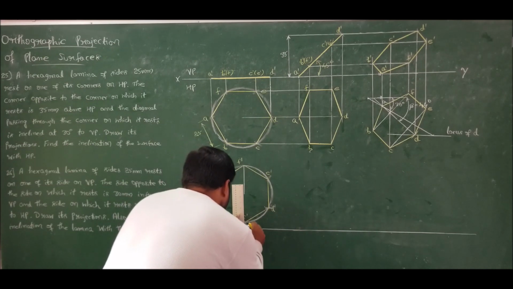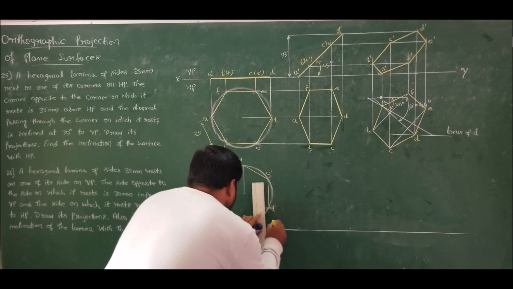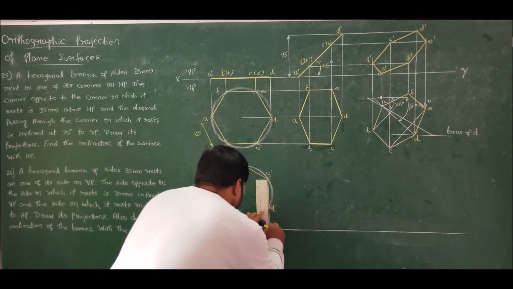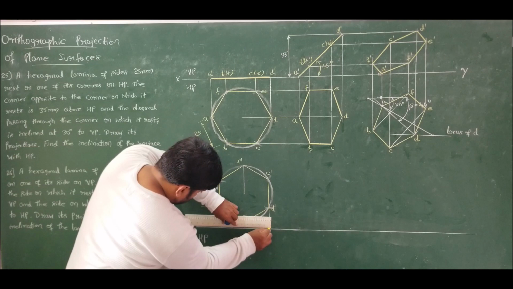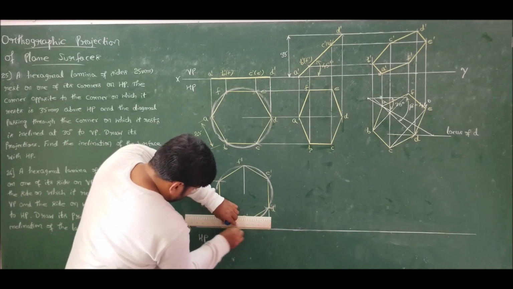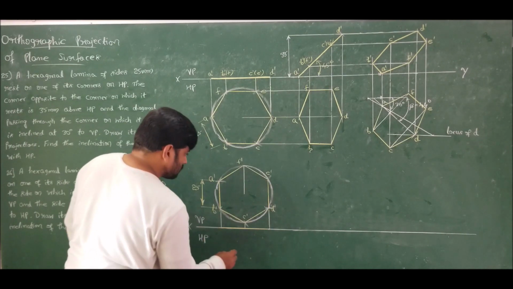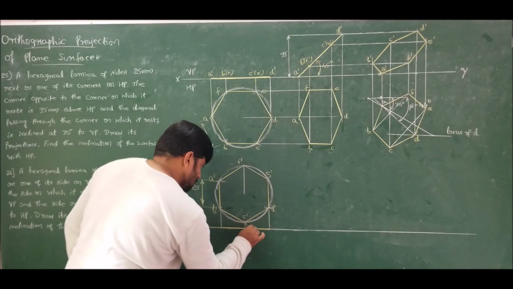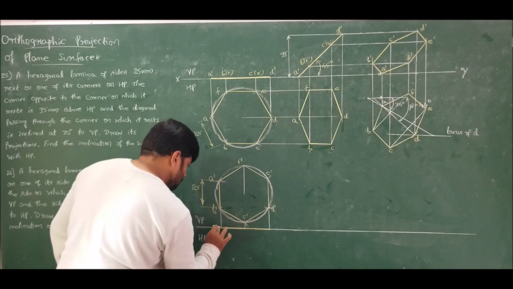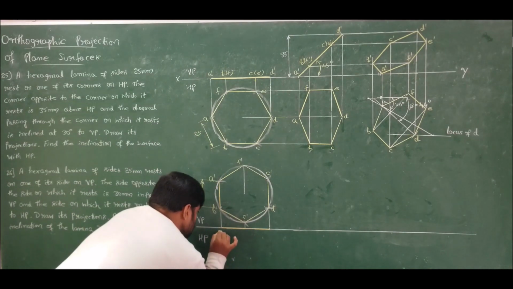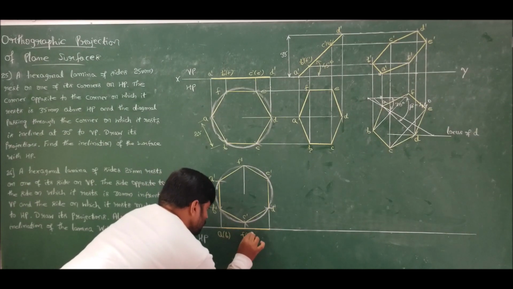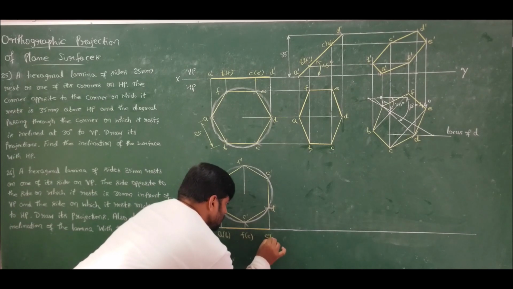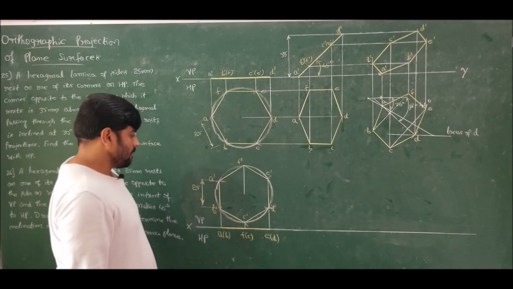Take vertical projection and complete the top view. So this is the top view, right? So I got the top view. Now this is A, B is invisible, F, C is invisible, E, D is invisible.